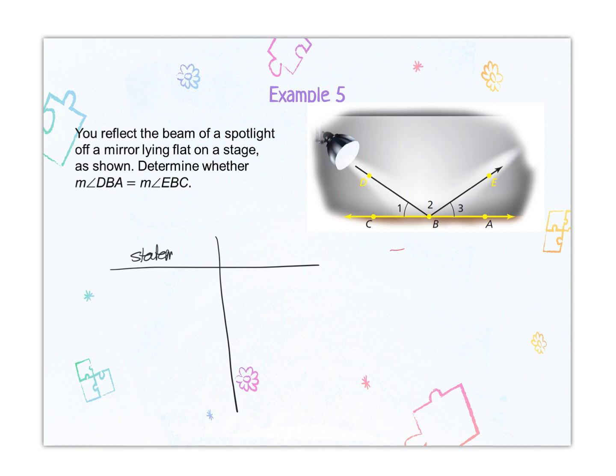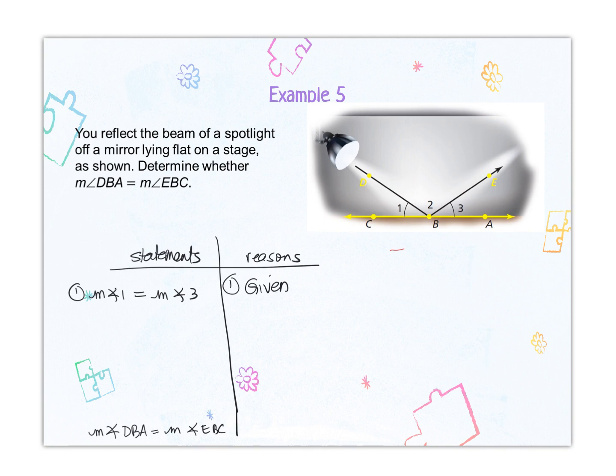So again, we have our statements, we have our reasons, and we want to start always by what's given to us. And when I look, what I see here is that angle 1 is congruent to angle 3. So I know that the given information is that the measure of angle 1 equals the measure of angle 3. That's a given piece of information. Now, what do they want me to prove? I don't know what step that's going to be, but they want me to prove that the measure of angle DBA is equal to the measure of angle EBC.